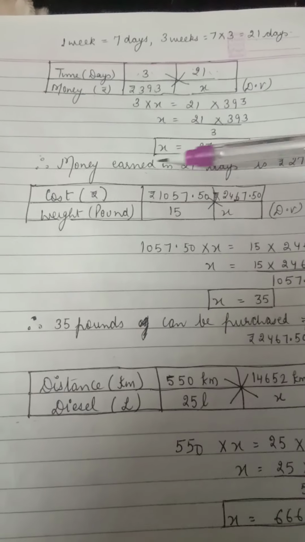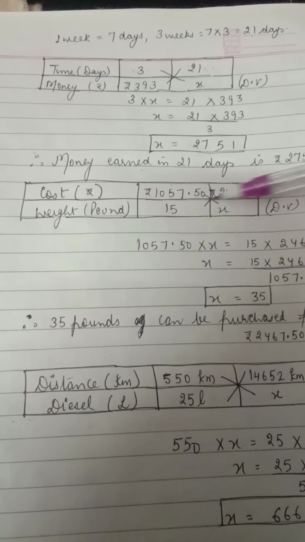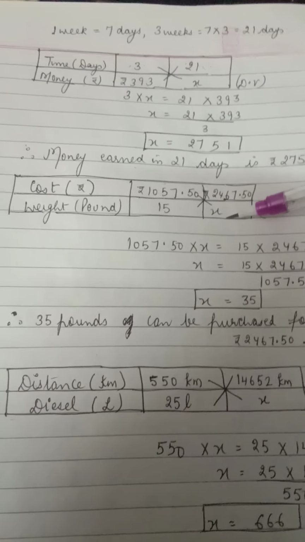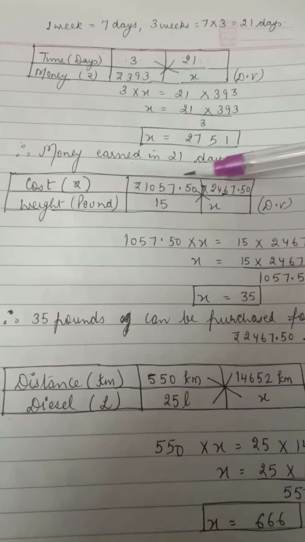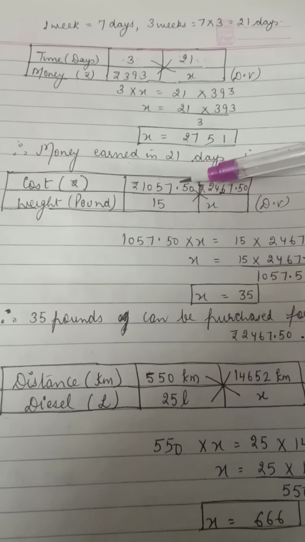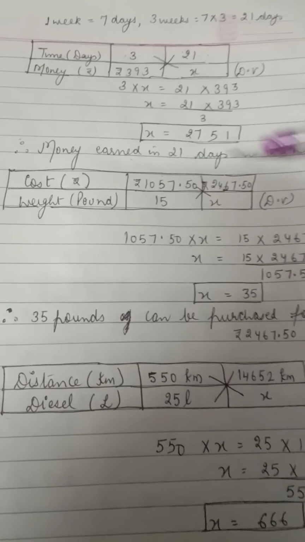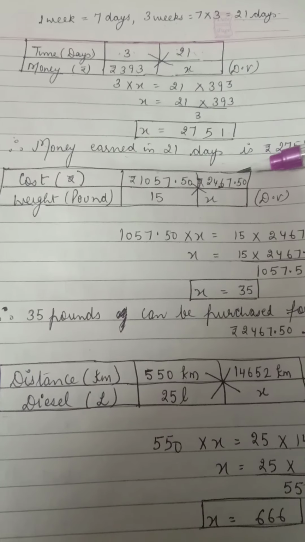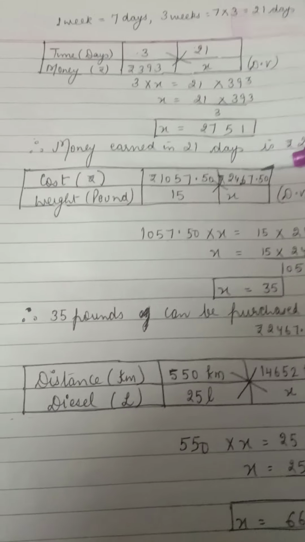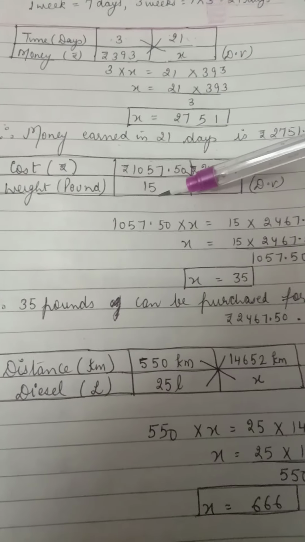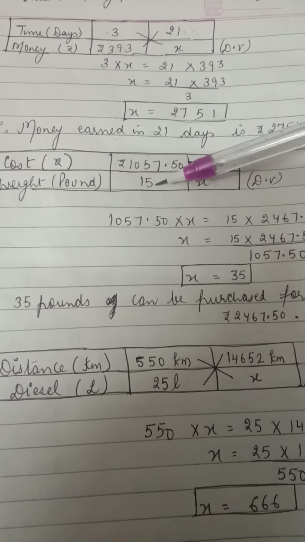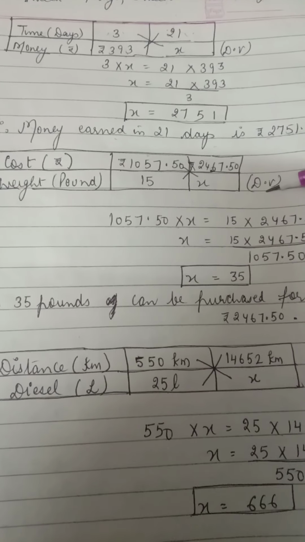Moving on to solution 5. Let's make a box. Money is there. Weight is not there, let's put it as X. Now, more money. It was 1057 and 50 paisas, now 2467 and 50 paisas. With more money, obviously you can buy more things. So that's a direct variation question.